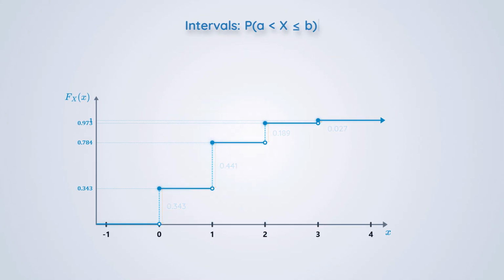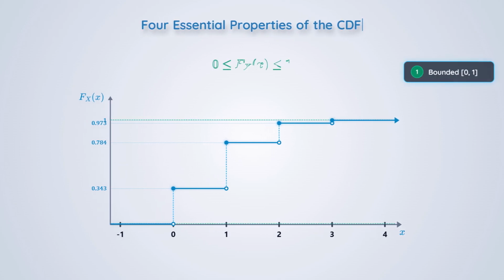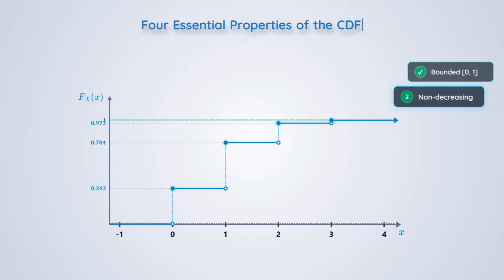That staircase is not arbitrary. It always obeys 4 rules. Let's name them. 1. It stays between 0 and 1. It is a probability after all. 2. It never goes down. Moving right, we only ever collect more weight. If x1 is at most x2, then f of x1 is at most f of x2. We call that non-decreasing.